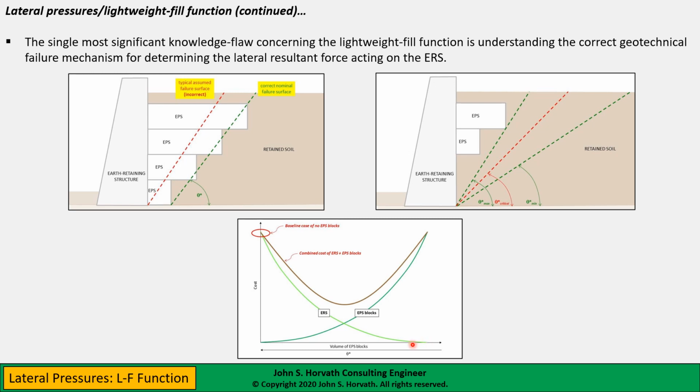So the point I'm getting at here is as theta star decreases, so as this angle up here gets flatter and flatter, this failure surface gets flatter and flatter. The load transmitted to the earth retaining structure decreases, so you need a less expensive wall, but of course the cost of the EPS blocks increases. Now, in principle, if you combine these two costs, there is some sweet spot, as they like to call it in a tennis racket. There's a sweet spot where these costs minimize.